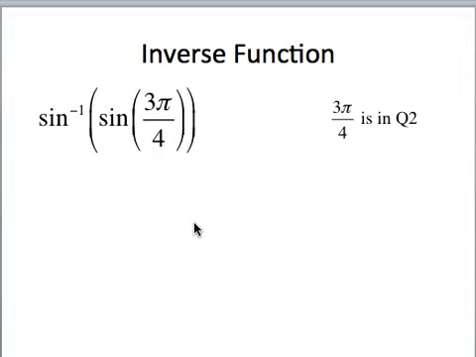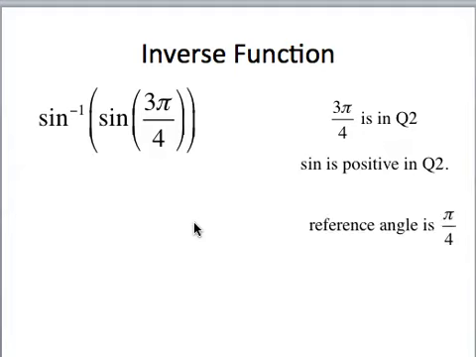So 3 pi over 4 is in quadrant 2, and indeed sine is positive in quadrant 2 because the y values are going up. And then we have to ask ourselves, what's the reference angle? Well, if you're at 3 pi over 4, how much more do you need to get to pi, to get to the x-axis? The reference angle is always measured from the x-axis. If I'm at 3/4 pi, I need another pi over 4 to get to pi. Pi over 4 is my reference angle.